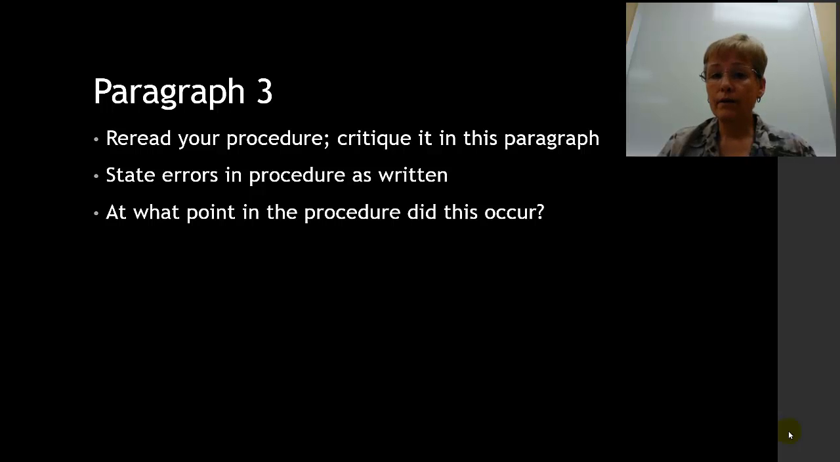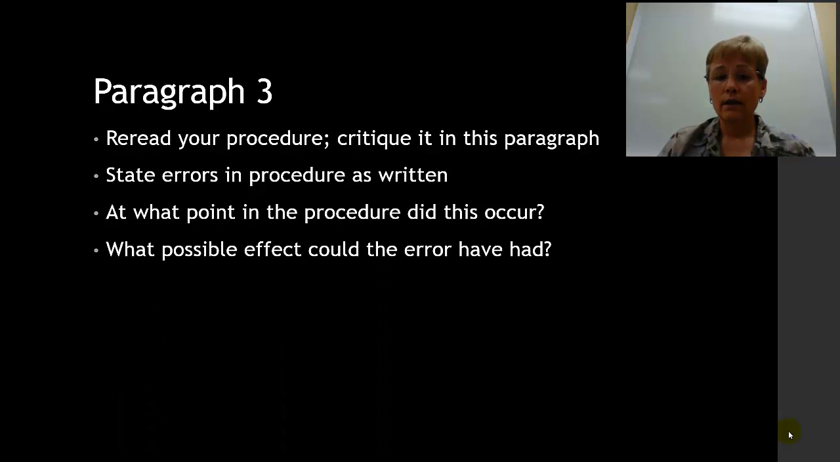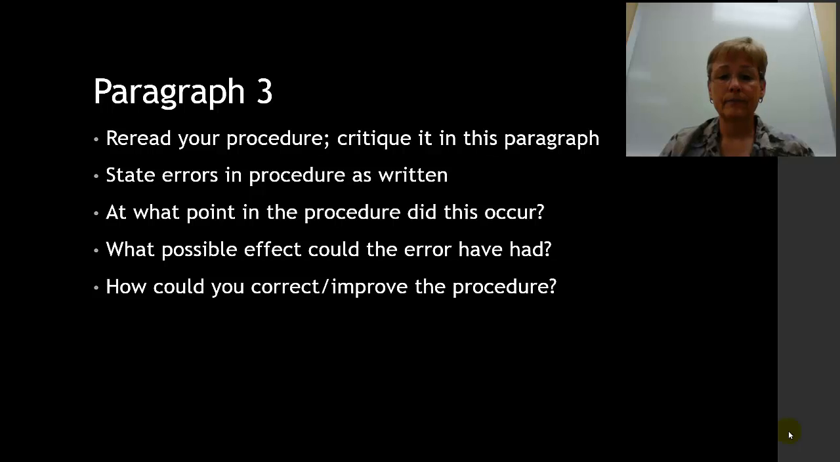Explain when in the procedure your error occurred, and talk about what possible effect the error could have had. So how did that change the outcomes of the experiment? Make it very clear to me that you understand that. And then talk about how you could correct or improve the procedure if you were going to rewrite and rerun the experiment.